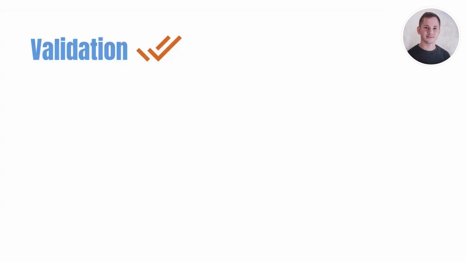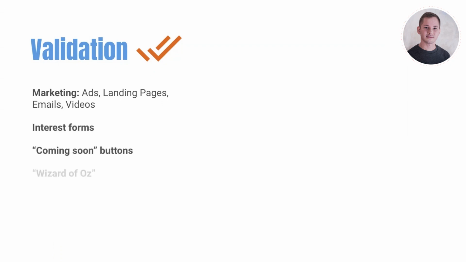So let's talk first about the validation experiments. When I say that you're able to validate an idea with less effort, it is because a validation experiment is usually around giving the impression of the feature, but not building the feature itself. And there are different ways of how you can do it. I'm not going to go through all of them because some of them are quite self-explanatory.